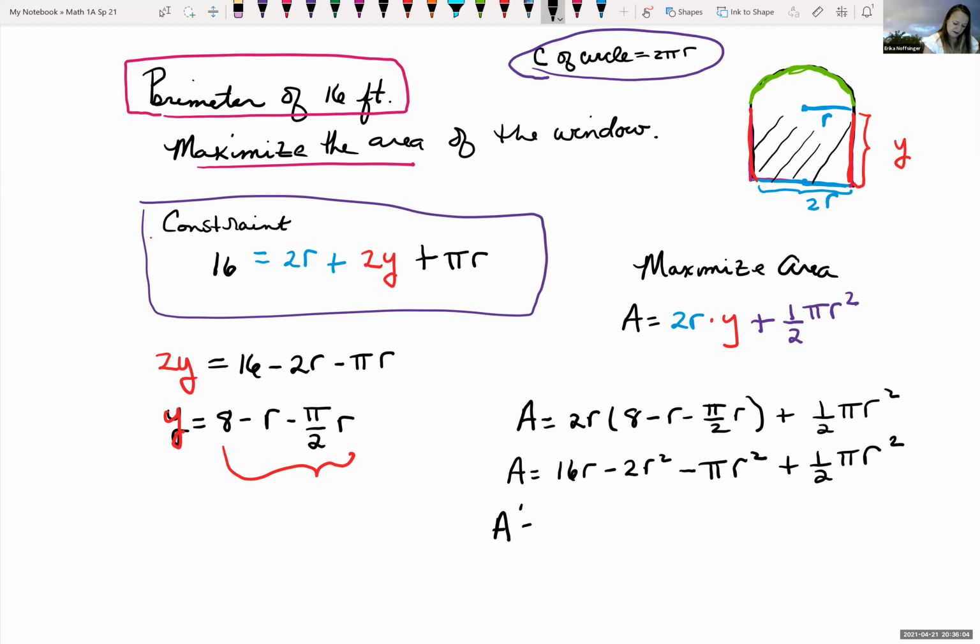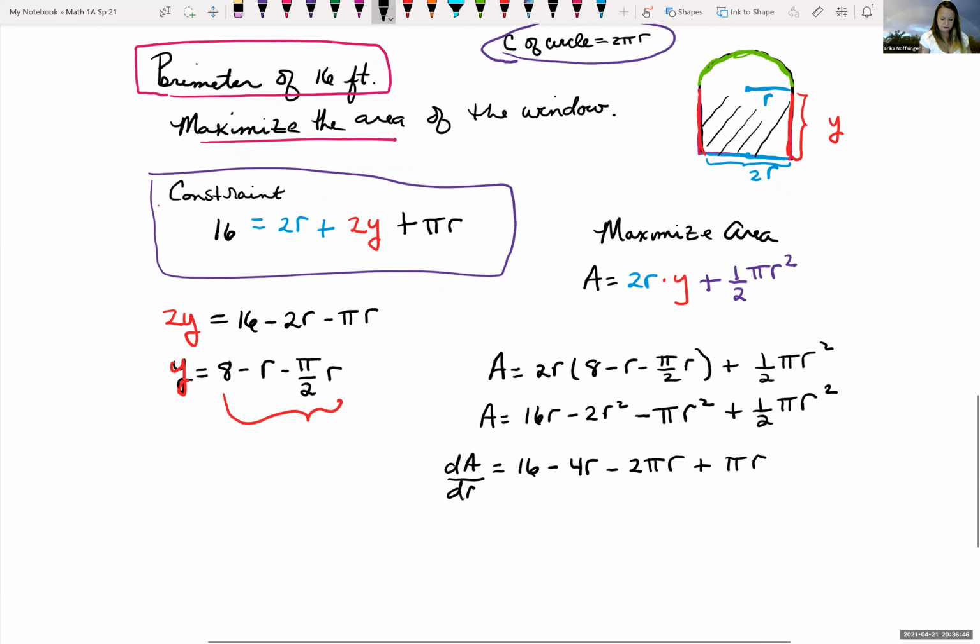So taking the derivative of the area, the derivative of 16r is 16, minus the derivative of 2r squared, that's minus 4r, minus the derivative of pi r squared, which is 2 pi r, plus the derivative of 1/2 pi r squared. Bringing that 2 down cancels with the 1/2, and we're left with just pi r. One way to write this is A prime, another way is dA over dr. This way shows you what variable we took the derivative with respect to.